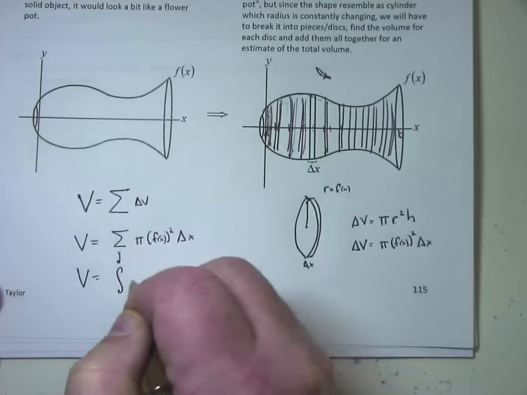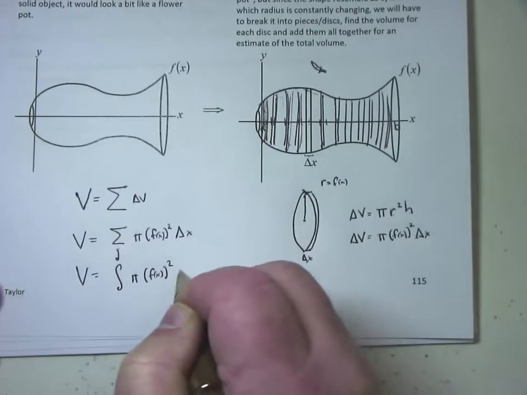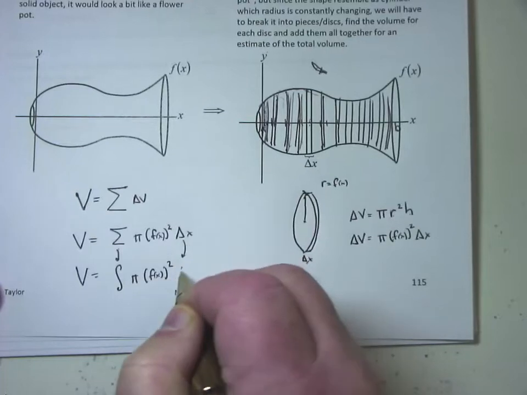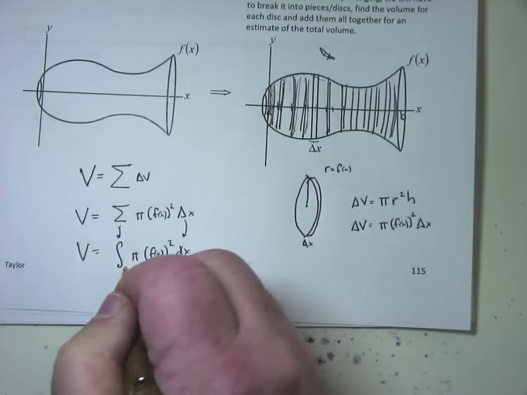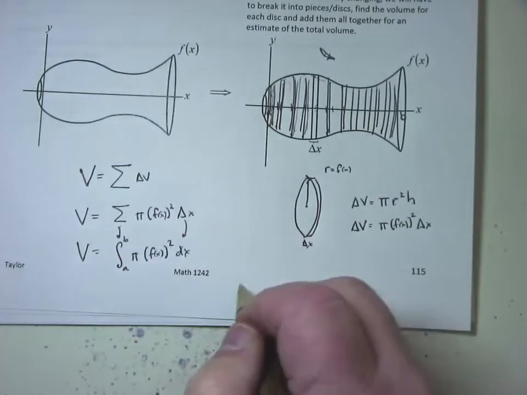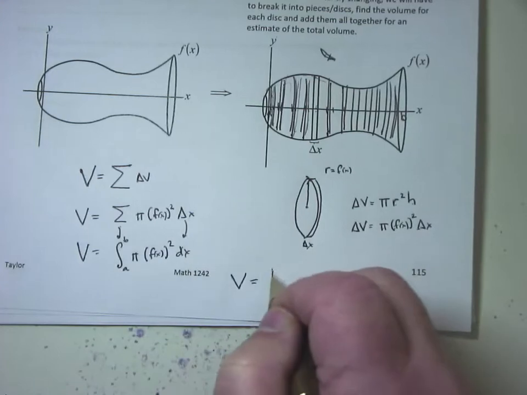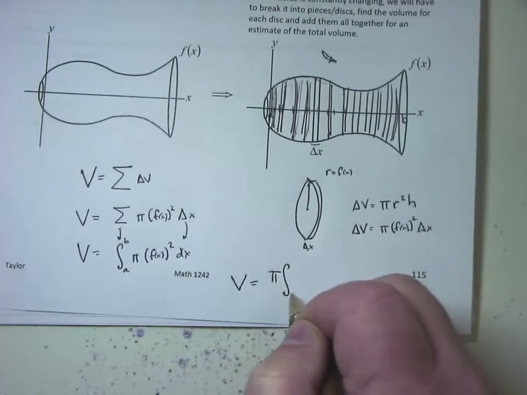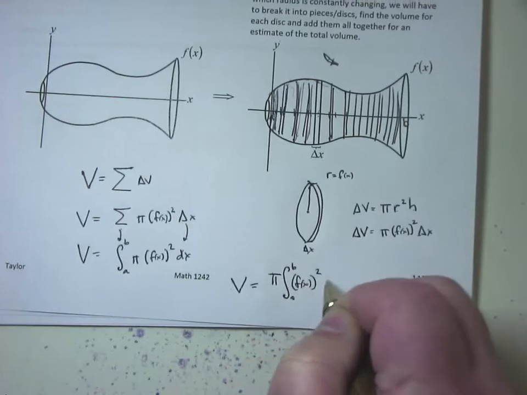Integral. This is pi f of x squared, and your delta x will turn into dx. That's integral calculus. Then all you have to do is put your bounds on there, a to b. And it creates a formula. Volume is equal to, pulling my constant out front, pi times the integral from a to b of your function f of x squared dx.